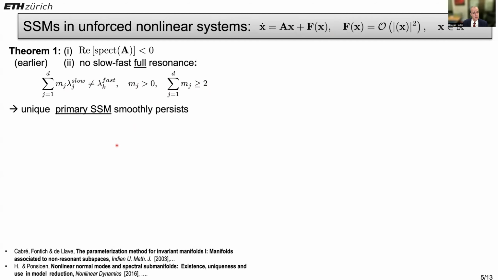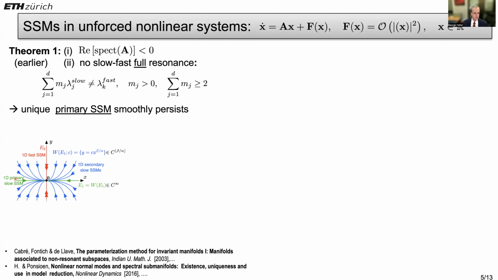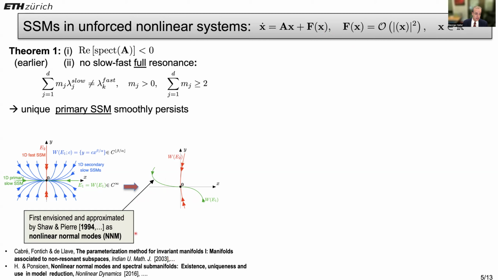So basically, a unique primary SSM smoothly persists, the primary one that has been well known. So in this picture, this theorem would guarantee that if you take the green entity, it will deform, but it will continue to exist when you add the nonlinear terms, and it's equally smooth. This was in fact a math result from 2003, but it was actually fully anticipated in the nonlinear vibrations community.